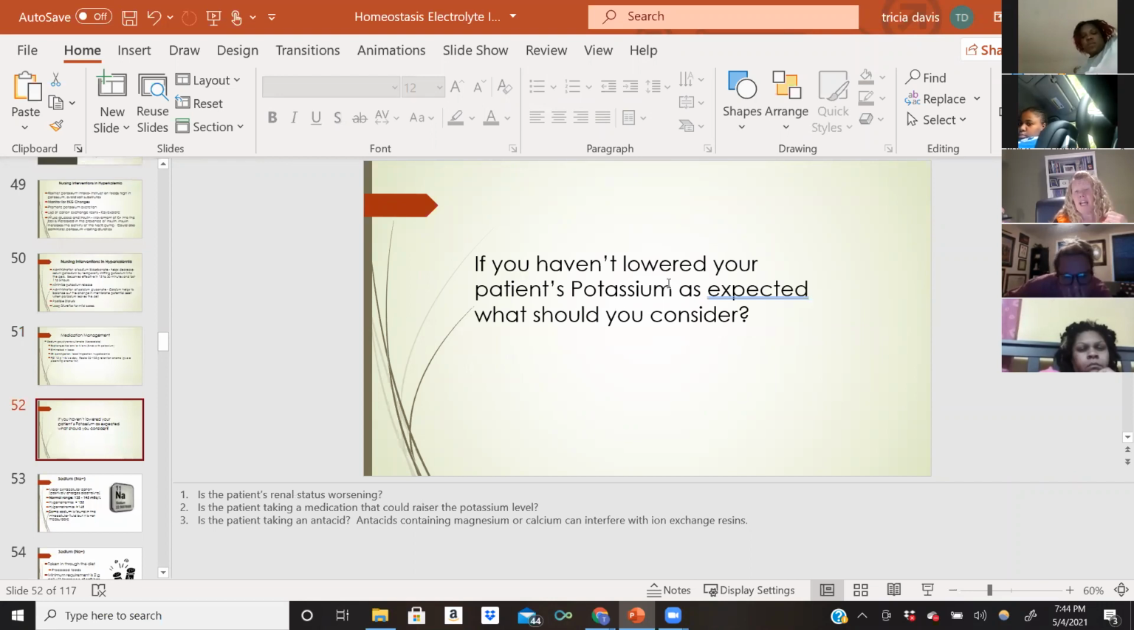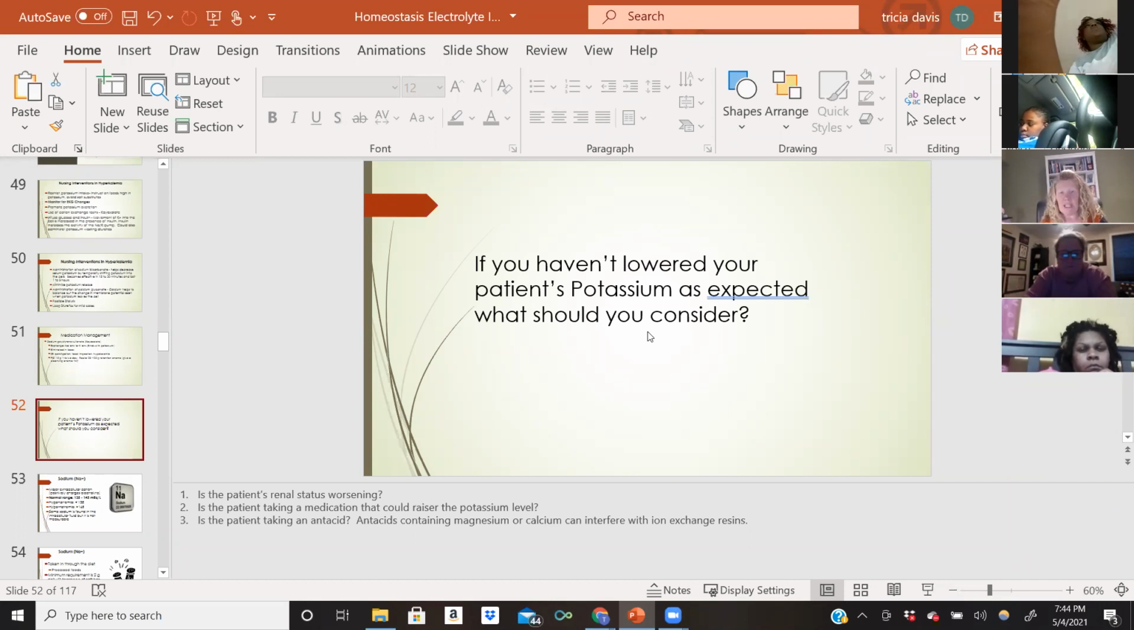And then if you have not lowered your patient's potassium as expected, what are some things that we should consider? So the doctor has ordered some medication. We're trying to lower the potassium. Maybe we're giving them diuretics, but the levels still aren't coming down. Maybe we're giving them K-exylate, but it's still not bringing those levels down. So what should we think?